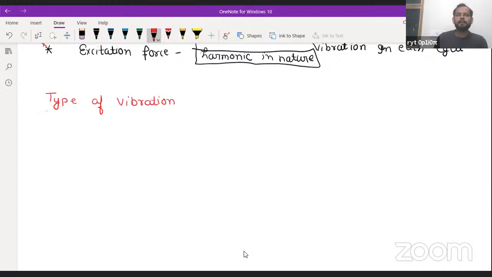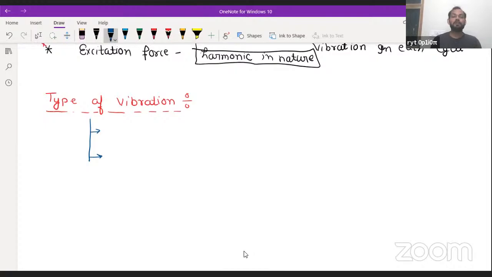So can anybody tell me what the types of vibration are? I know that this topic is new to you, but do you have any idea about the types of vibration? If you have any idea, then please respond. Yeah, very good, Nani. So Nihant is saying it is 6 types, sir. So Nihant, it is not 6 types.